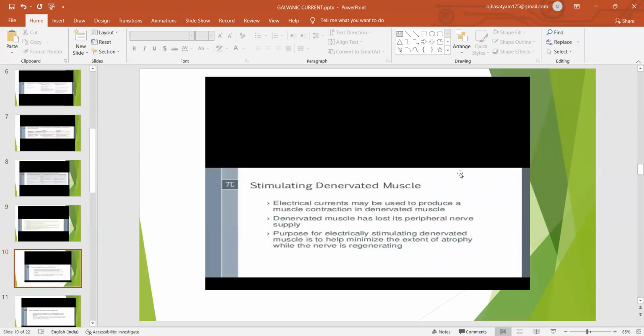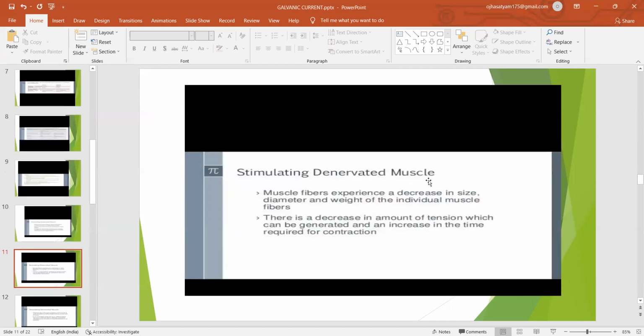Stimulating denervated muscle. Electrical current may be used to produce a muscle contraction in the denervated muscle. Denervated muscle has lost its peripheral nerve supply. The purpose of electrically stimulating denervated muscle is to help minimize the extent of atrophy while the nerve is regenerating.